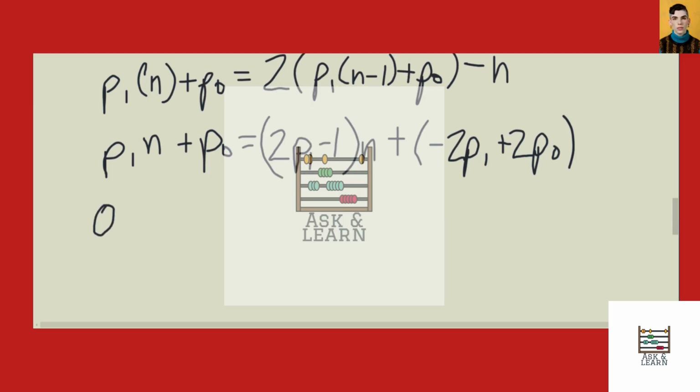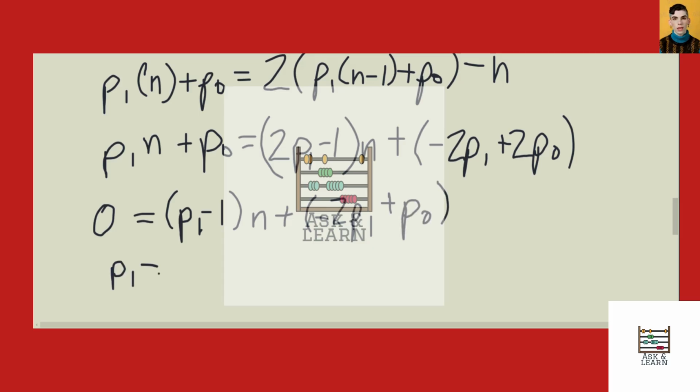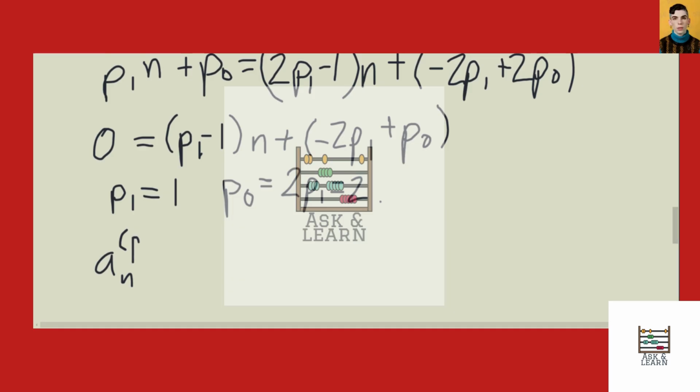And so we have that 0 is equal to (p_1 minus 1)n plus (negative 2p_1 plus p_0). And so we have that p_1 is equal to 1 and p_0 is equal to 2p_1, which is 2. And so we have the particular solution is n plus 2.